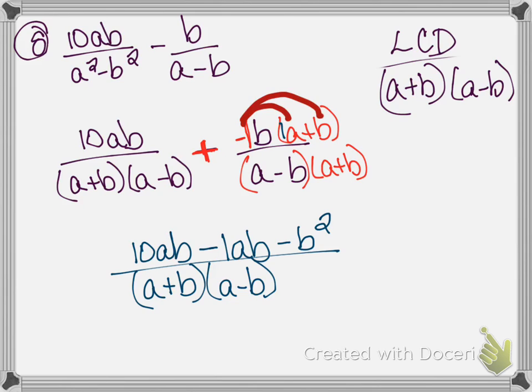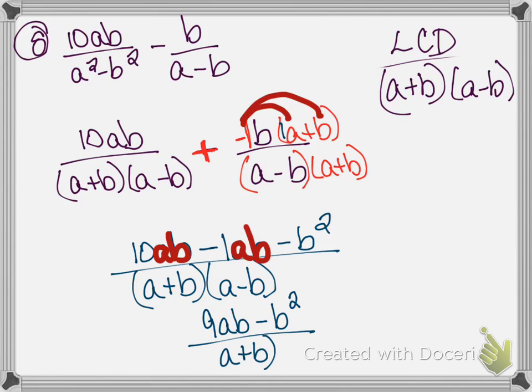Okay? Now, 10AB and minus 1AB are like terms. So those can be combined. So I get 9AB minus B squared. And that is your final answer right there. Okay? Those are probably the three that students miss the most.